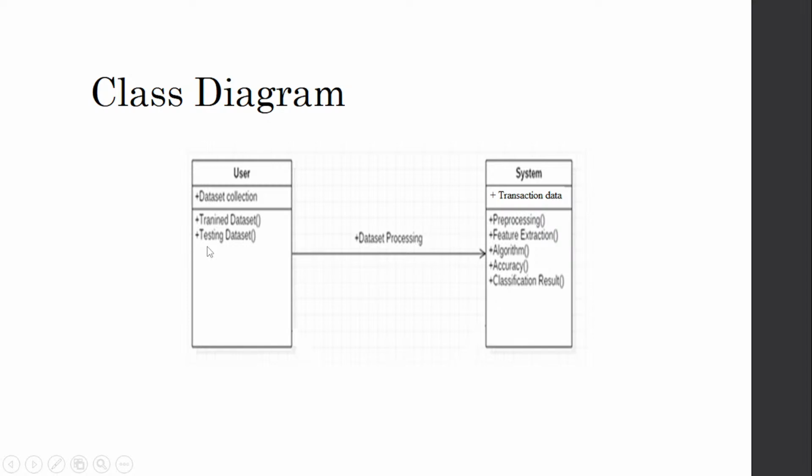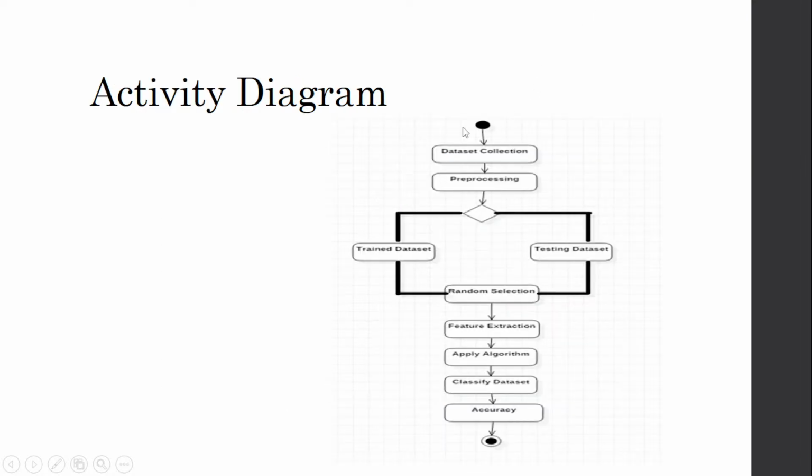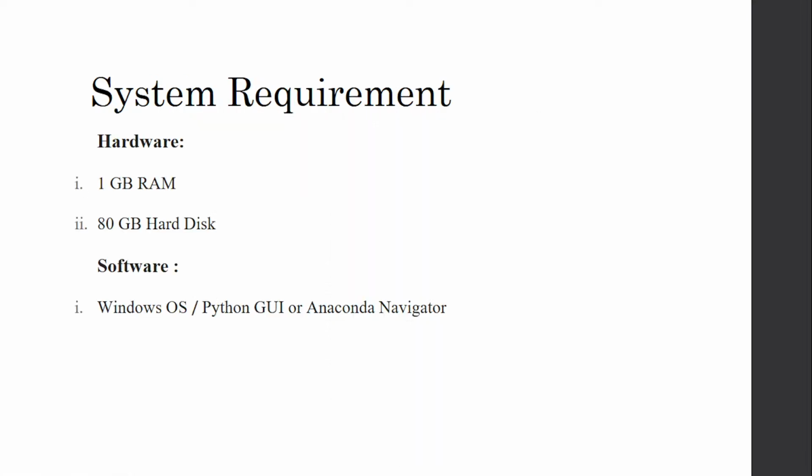Class diagram also. The user collects the data and gives it to the system. Now the system will pre-process the information, apply the algorithm, get the results. Sequence diagram. Collect the information. Now the system will collect it, pre-process, extract the data, algorithm will be applied, output will be gained. Activity diagram. Here also we collect the data and pre-process the information, divide the data into training and testing category. Now randomly select the data, extract the features, apply the algorithm, classify the data into training and testing. Now get the output accuracy level.